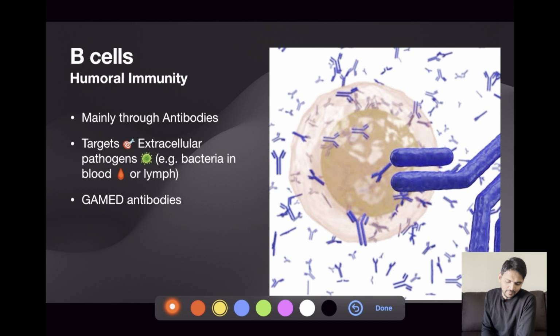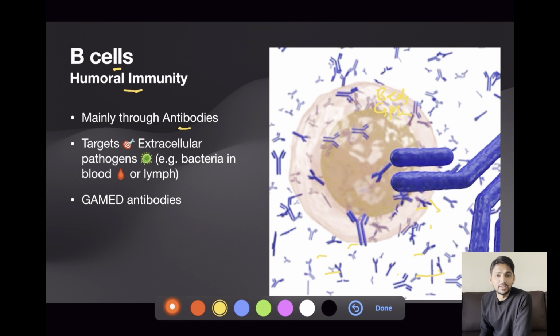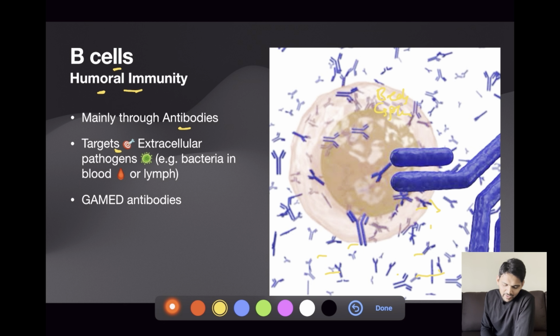If we discuss B cells, it is also called humoral immunity. So mainly it will act through antibodies. Suppose this is a B cell or plasma cell, we can consider. It will start producing multiple antibodies in the serum. So they will start fighting against the antigen. That's why this is called humoral immunity. The thing is, they will mainly target extracellular pathogens. For example, suppose the bacteria is in blood or the lymph, then B cells are very active against that.